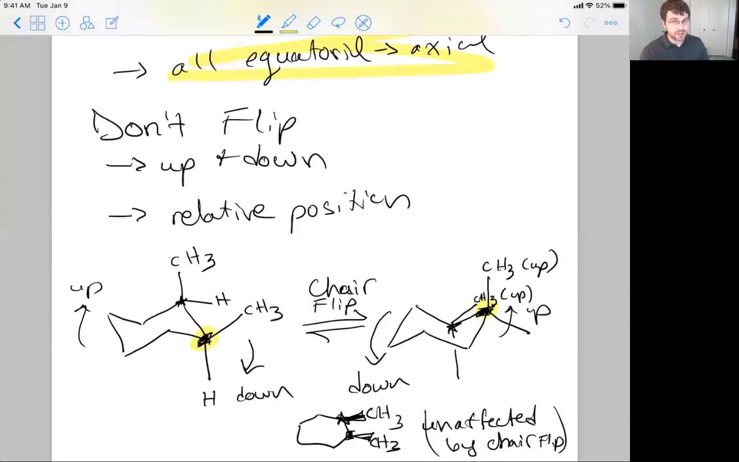The wedges and dashes in the flat hexagon structure do not change. It's just that when we flip the flaps around, we have to change the equatorial and the axial so that the groups stay up if they were originally up, or stay down if they were originally down. What that means is that the hydrogens conversely flip axial and equatorial from the original structure.